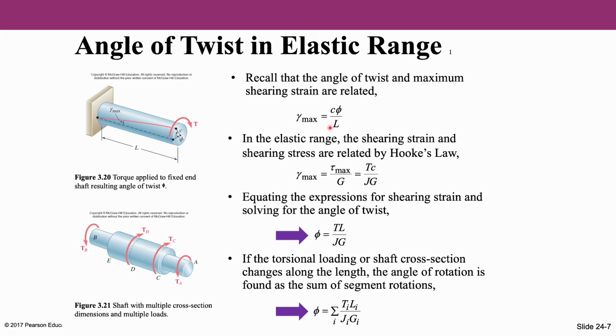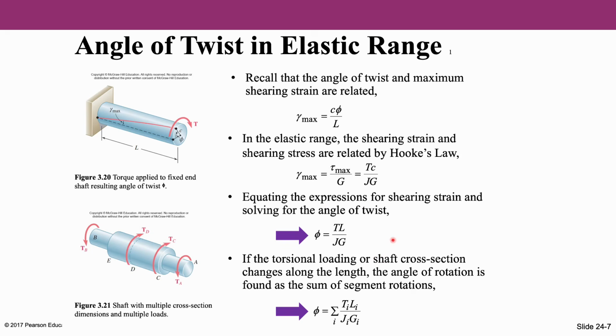And since gamma max is also equal to C phi over L, C phi over L would be equal to Tc over JG. And then we can rearrange this expression in order to solve for the angle of twist phi. Here we obtain the second important equation in the torsion topic, which is related to the angle of twist. The angle of twist can be calculated by using this equation. Phi is equal to TL over JG.